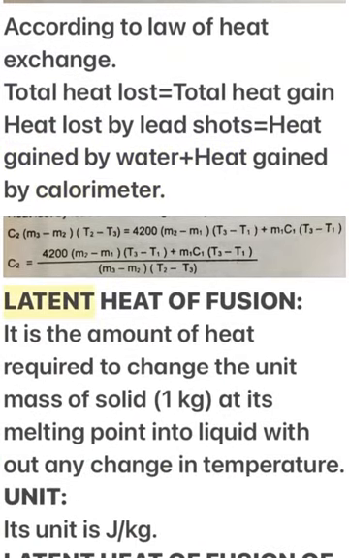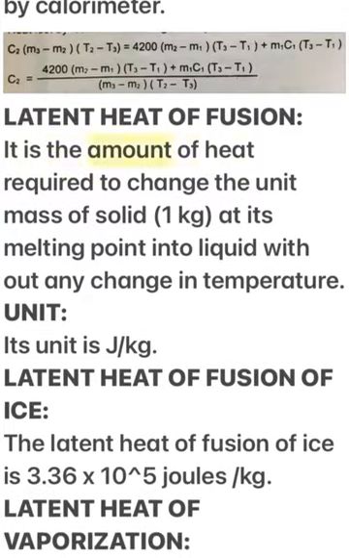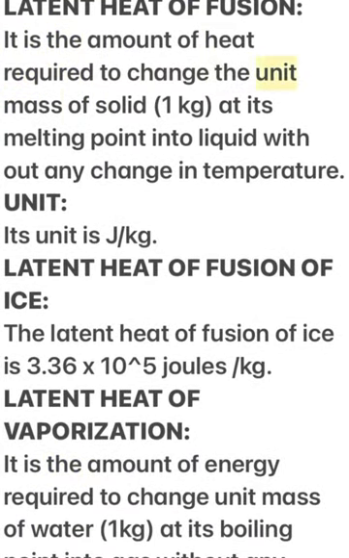Latent heat of fusion. It is the amount of heat required to change the unit mass of solid, 1 kg, at its melting point into liquid without any change in temperature. Unit. Its unit is J/kg. Latent heat of fusion of ice. The latent heat of fusion of ice is 3.36 x 10^5 J/kg.